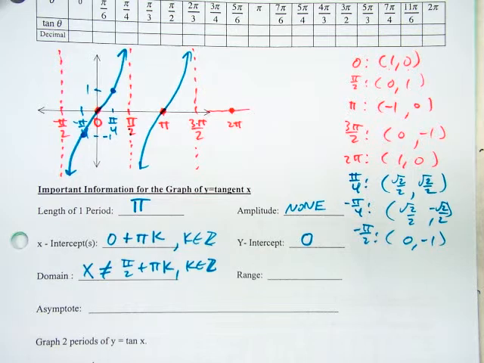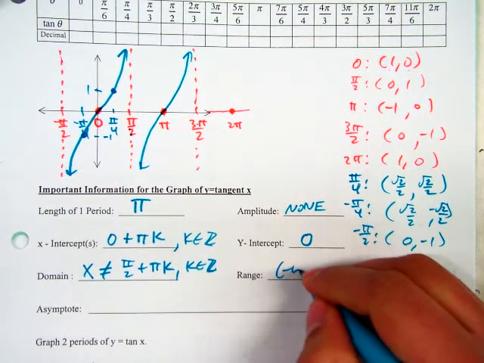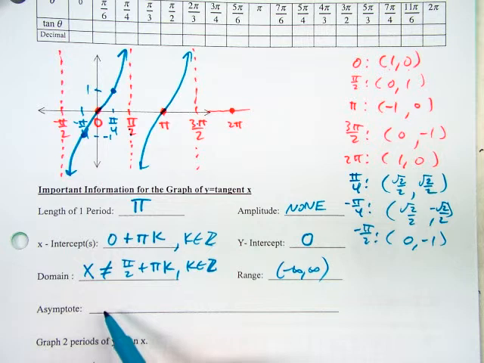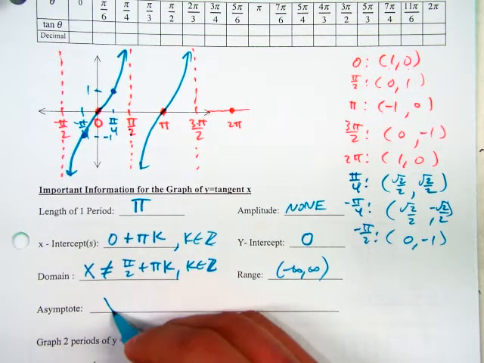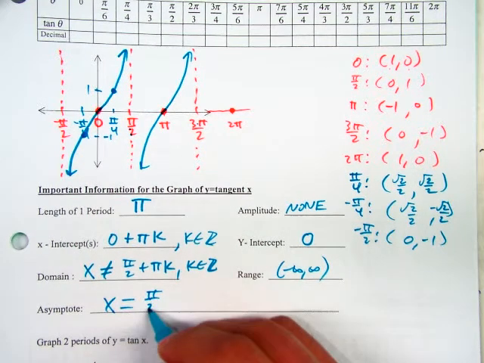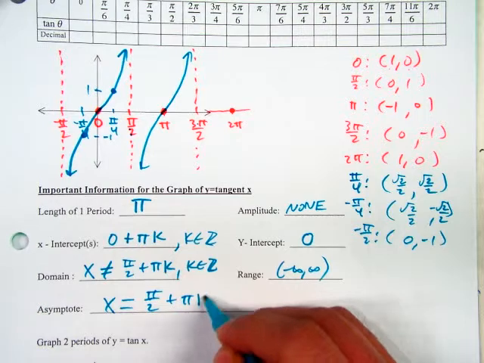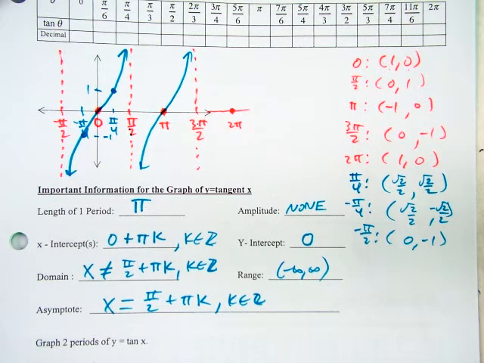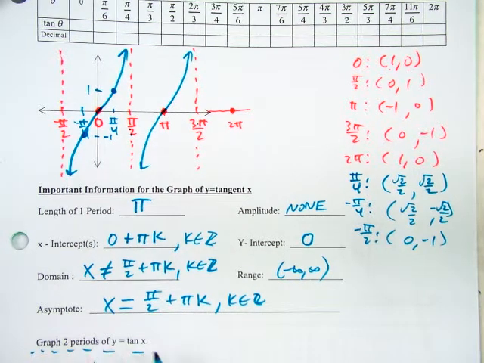Range. Yes. And the asymptote, well, it's just the values that we don't want for the domain. So the asymptotes will be exactly what we wrote above, except now they do equal. And we're not going to graph two periods of tangent because we already did up here.